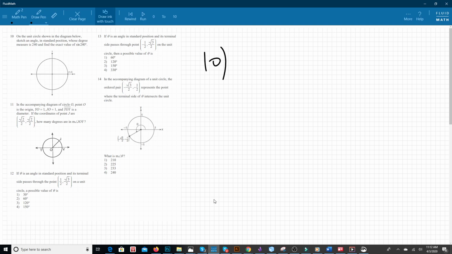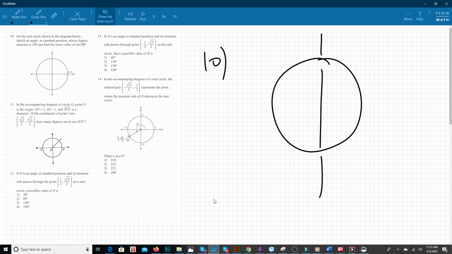So 240 obviously is going to be in the second quadrant. So if I draw a little unit circle like that right here, sorry it looks like that, guys, but second quadrant is going to be right here. So something like that is going to be 240, right?